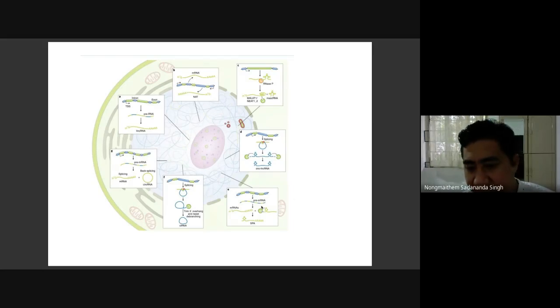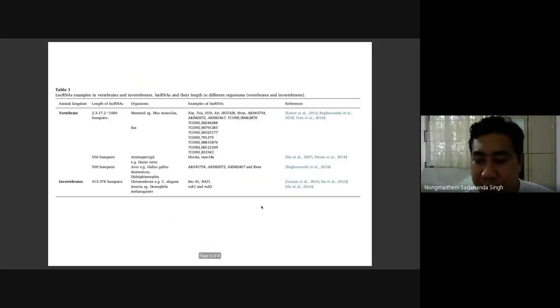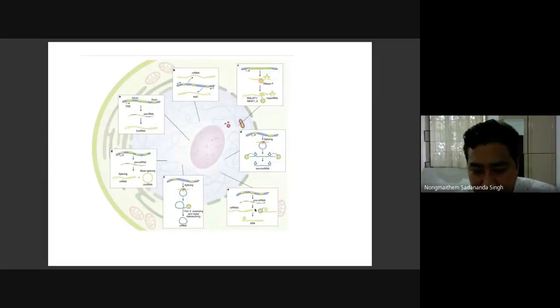Then you have, many times, other RNAs which are matured from the normal mRNA, and one more thing which we will be discussing, like the circular RNA, in the next class.